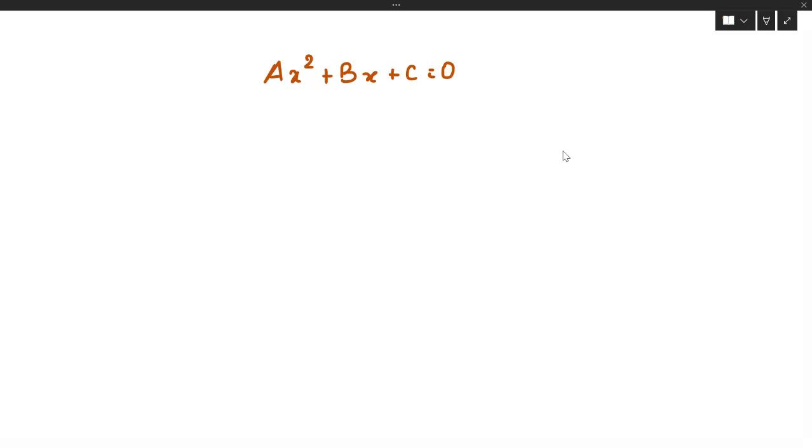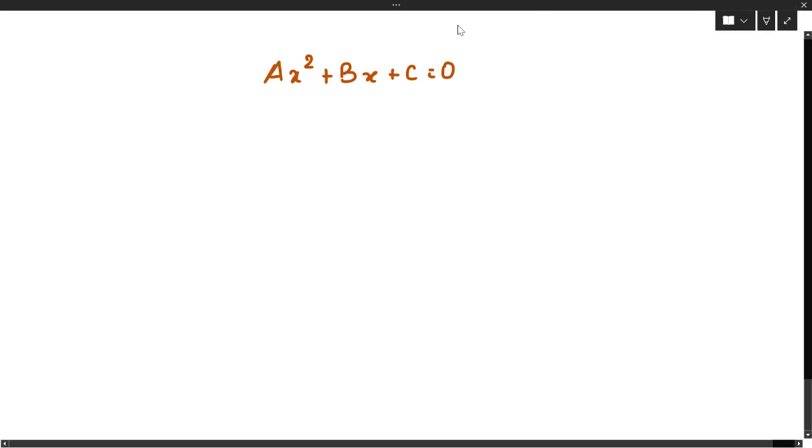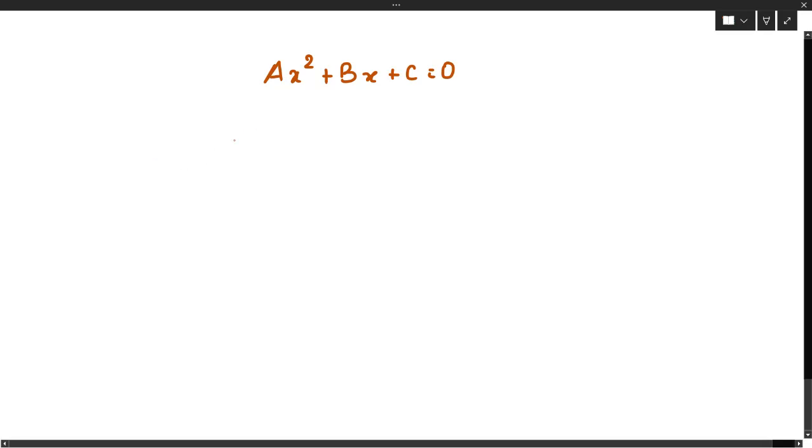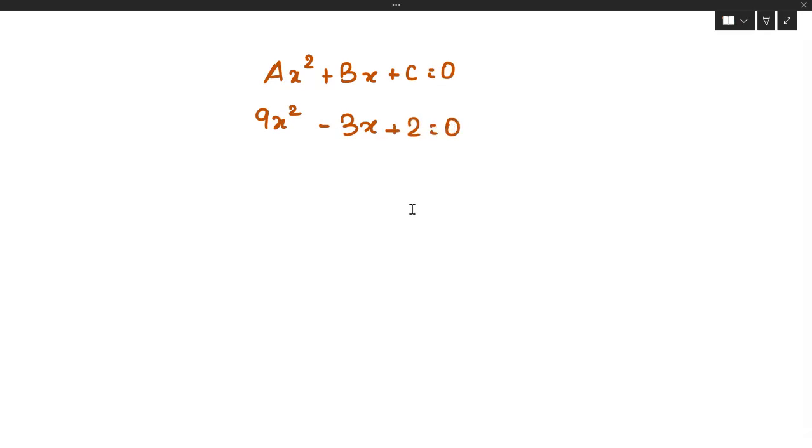Okay, this is the general form of writing an equation. Do you remember the general form, ax square plus bx plus c is equal to 0? Let us take up a question to understand this better. If I take a question like 9x square minus 3x plus 2 is 0, this is a general form of writing a quadratic equation, and this is a quadratic equation.